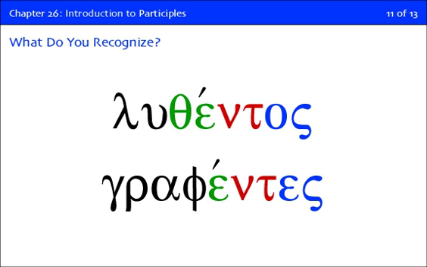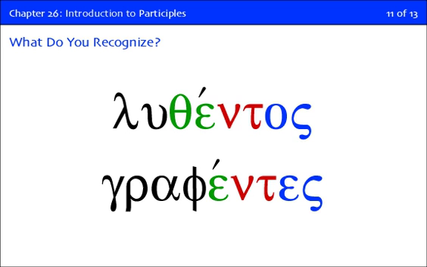The participle morpheme is nt, which is the active morpheme, but we also know that it's used in the aorist passive. And the es is what you'd expect for a nominative plural masculine. So what's the last clue in this word? It's the epsilon, isn't it?